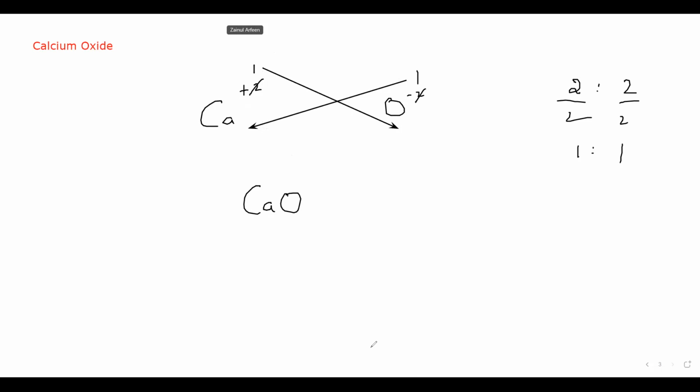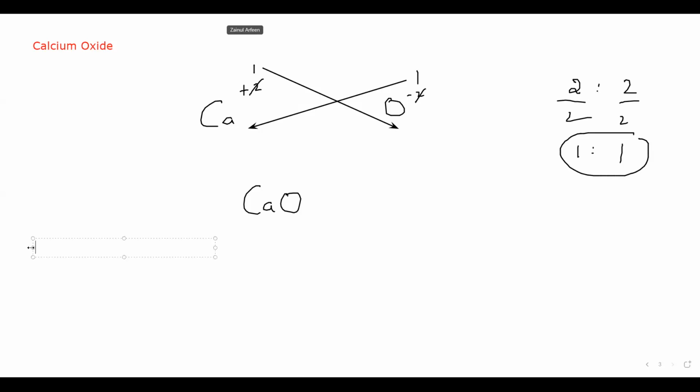So the chemical formula of calcium oxide is CaO. Is it clear, this example? First we write the symbol with valency and then we cross multiply. After simplification, we cross multiply, as 2 is to 2 is simplified to the ratio 1 is to 1. So the chemical formula of calcium oxide is CaO. This is how we normally write a chemical formula.